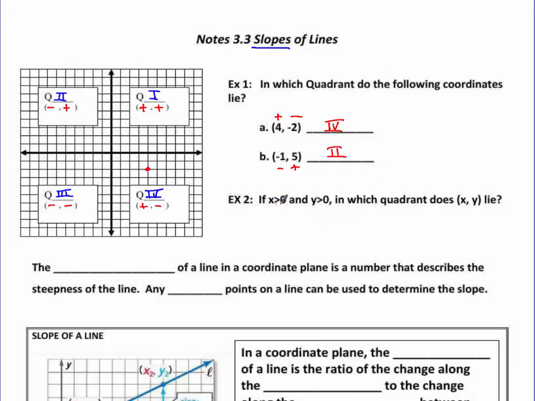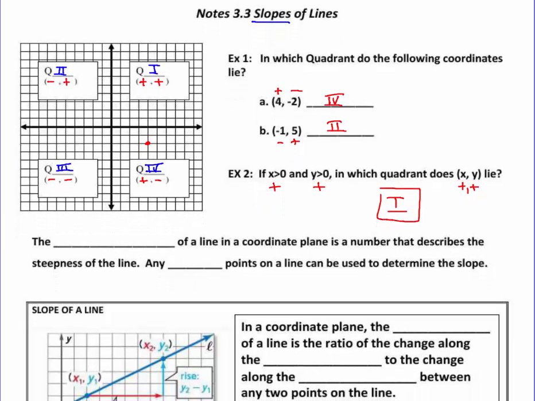Another example, if x is greater than 0 and y is greater than 0. Well, that's fancy math talk for saying x is positive and y is positive. What quadrant does the point (x, y) lie in? Well, it's positive, positive, so that's quadrant 1. Okay, just a quick refresher so you have an idea of what we're talking about and where we're going.